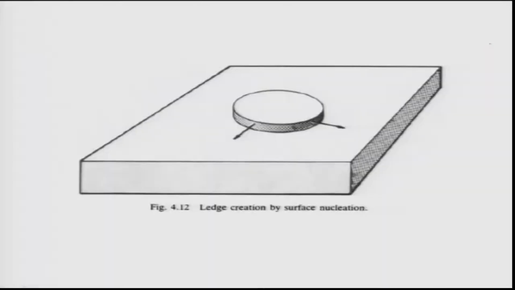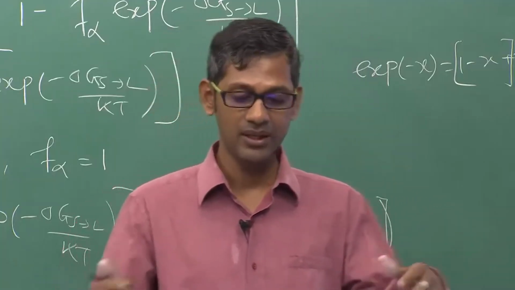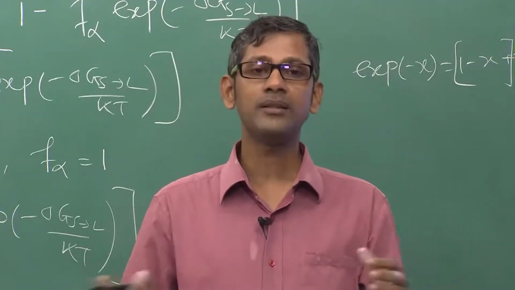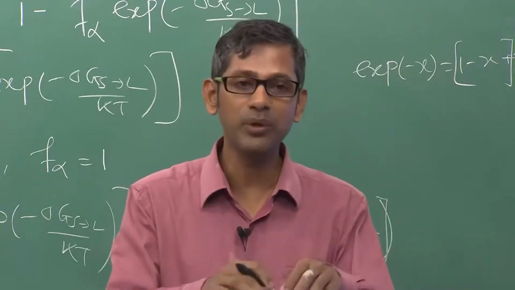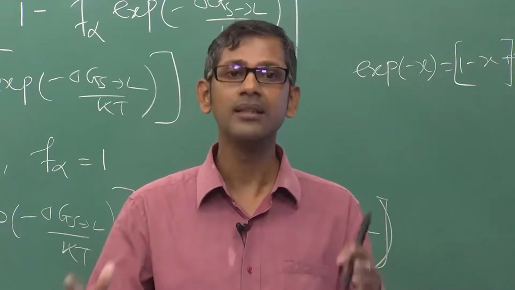There are many ways. One is known as surface nucleation. This is what is shown here. An atom can sit here, as a couple of atoms, or maybe several atoms can sit here and create a nucleus on the surface. Instead of one atom coming and sitting on the surface, a bunch of atoms can come and sit. That's much easier, right?